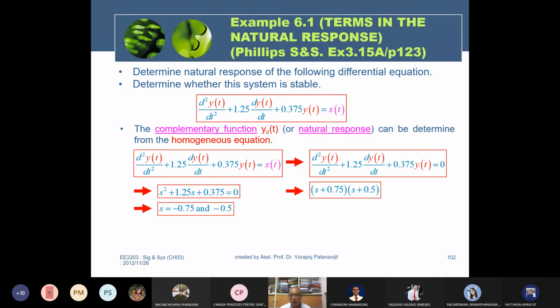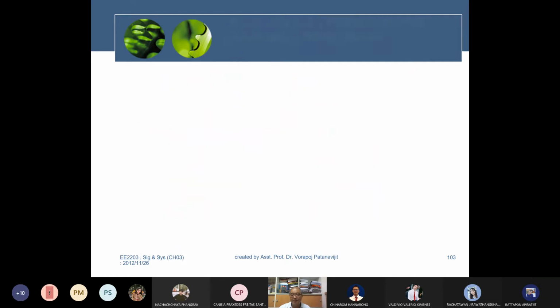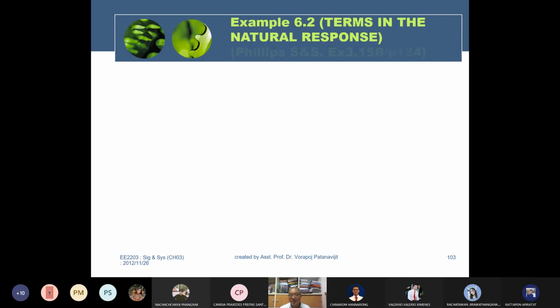In this case, s is second order. You have 2 terms, 2 modes, and s equals minus 0.75 and minus 0.5. Both of them are negative, which means the system is stable, because the 2 roots at minus 0.75 and minus 0.5 lie in the left half plane. Now we consider the second one.